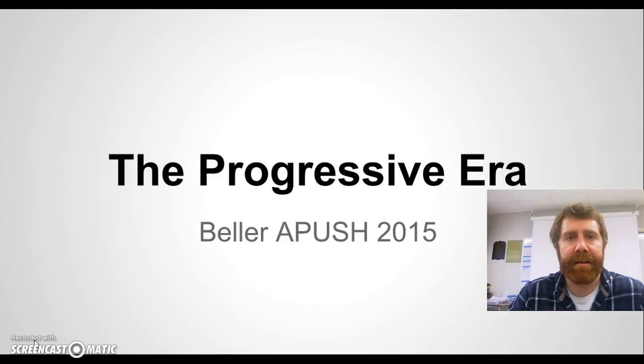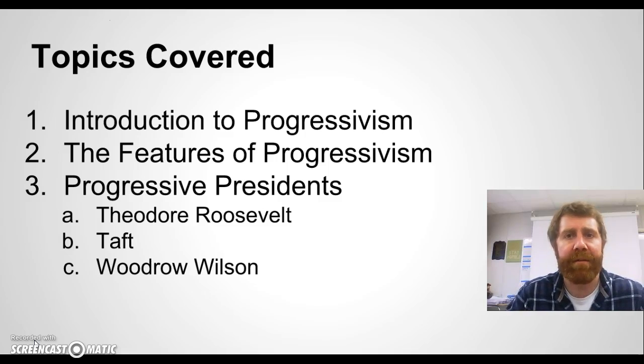All right, class. Today we will look at the Progressive Era. This series of lectures will cover chapters 28 and 29 in your American Pageant book. So what will we cover with these lectures? We will have a brief introduction to progressivism, so you have a good idea of what it was, when it was, and who and what were involved with this movement.